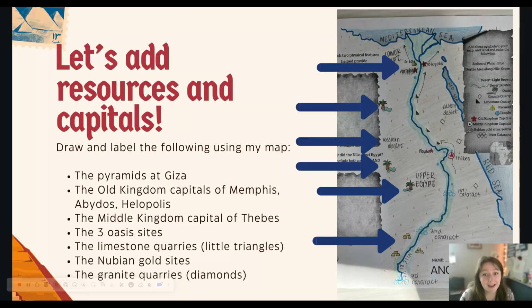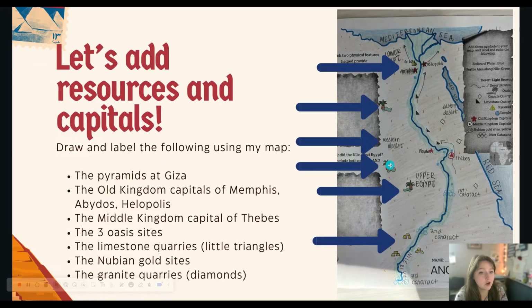I also want you to go ahead, there's a lot on this slide, so you may need to pause, but I want you to draw and label the following things from your map key using my map as a reference. So you'll draw and label the pyramid at Giza. You'll draw and label the Old Kingdom capitals of Heliopolis, Memphis, and Abydos. Then you'll draw in and label the Middle Kingdom capital of Thebes.